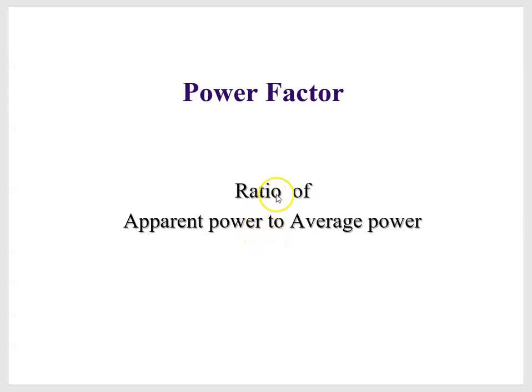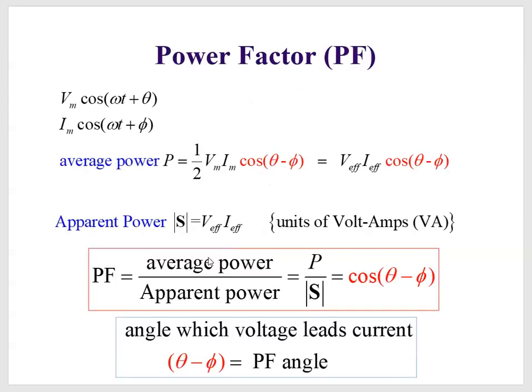So we can calculate it as the ratio of the average power to the apparent power. So we have our average power, both in amplitude form and in RMS form, and our apparent power, just written here in RMS format. Our power factor then is the ratio of the two. So it's our average power P divided by our apparent power, the magnitude of S. So it is the cosine of the difference of these angles, theta V minus theta I, the voltage phase shift and the current phase shift. So that's our power factor.